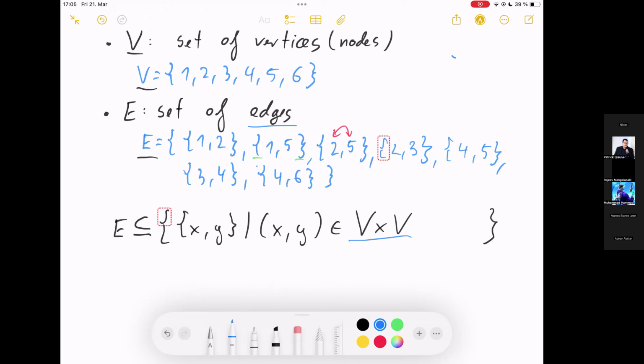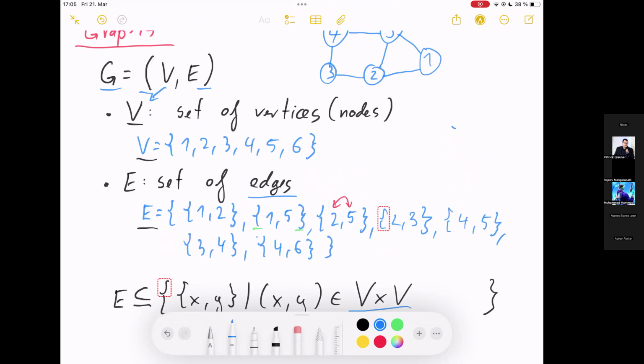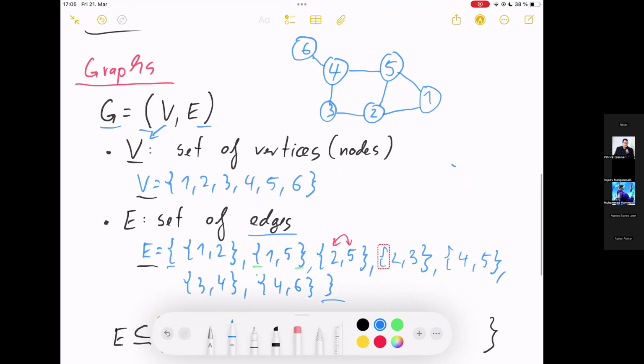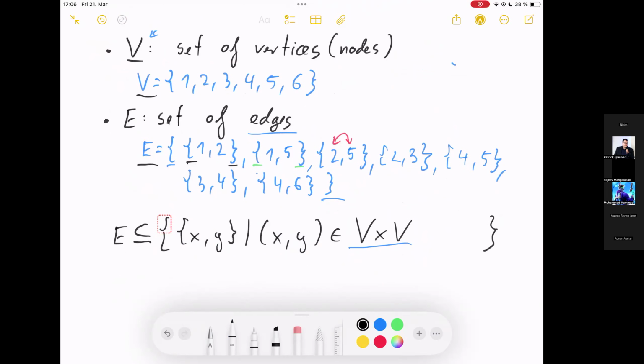And one student just asked, why are we using set brackets for these? It's all unordered because E is a set. And in the set, we have the edges, but the edges are not directed. So 1 and 5 is connected like 5 and 1 are connected. That's why in here we use sets. Later we will be using tuples when we actually put directions into this graph. And now I'm saying E is a subset.